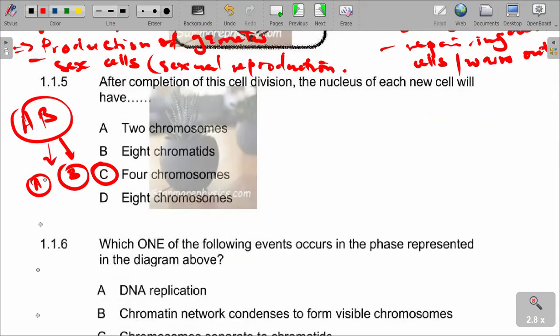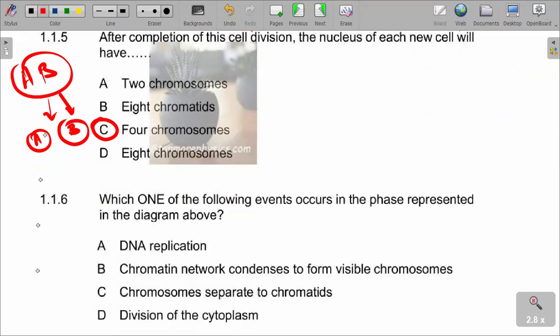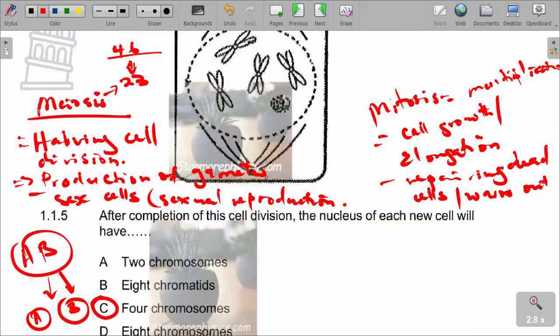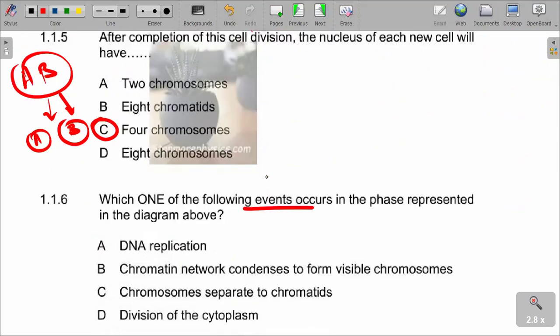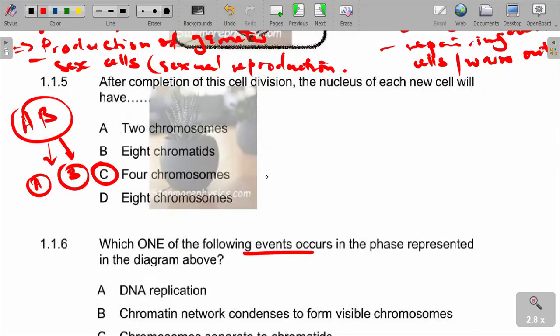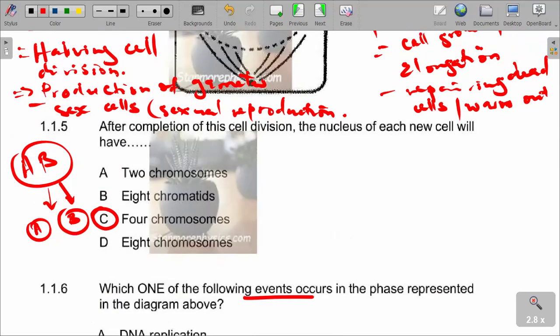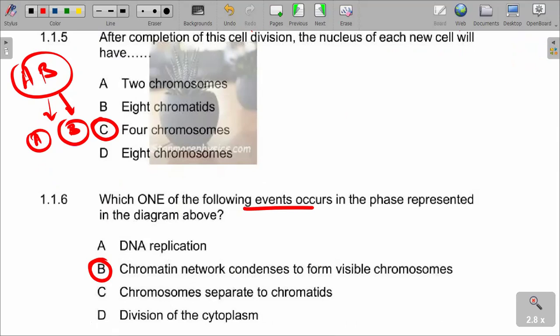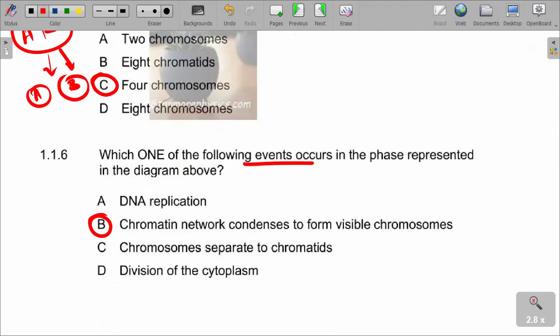Which one of the following events occurs in the phase represented in the diagram above? When we look at it, it identifies that the chromatin network condenses to form visible chromosomes. This occurs as a process as the cell is preparing for cell division. So what I want you to understand is that the chromatin network becomes thicker and visible, so therefore it can form the chromosomes that we are talking about.